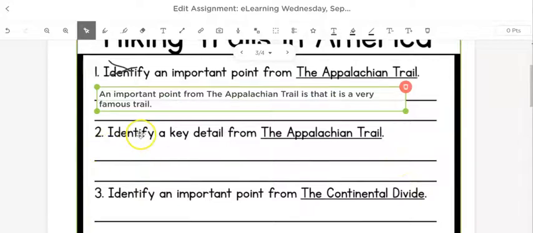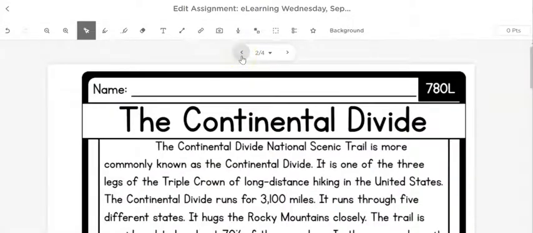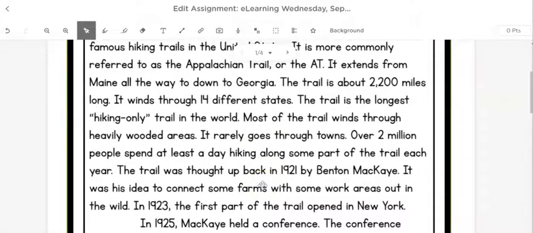Moving on to number 2, identify a key detail. What is one reason the Appalachian Trail is famous? How did I know it was famous? What's one of the clues? Well, I saw this one right here, and you can highlight this with me. Over 2 million people spend at least a day hiking along some part of the trail each year. So a lot of people visit it, so it must be famous.